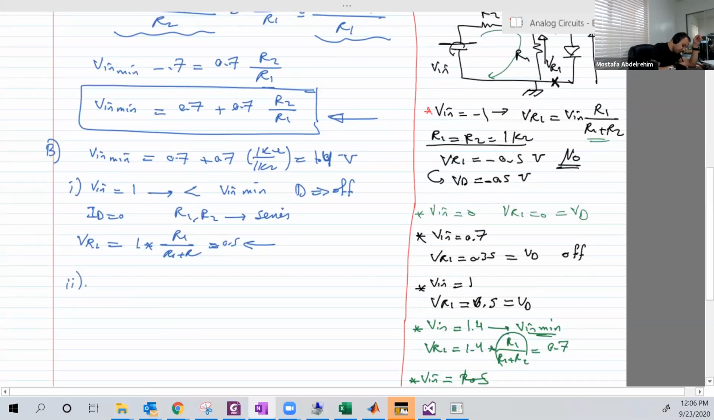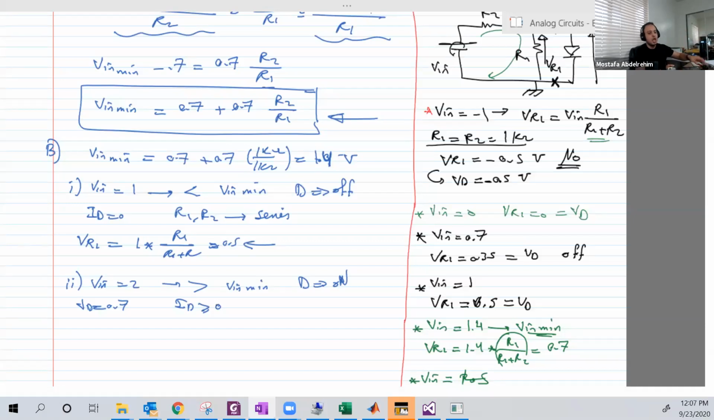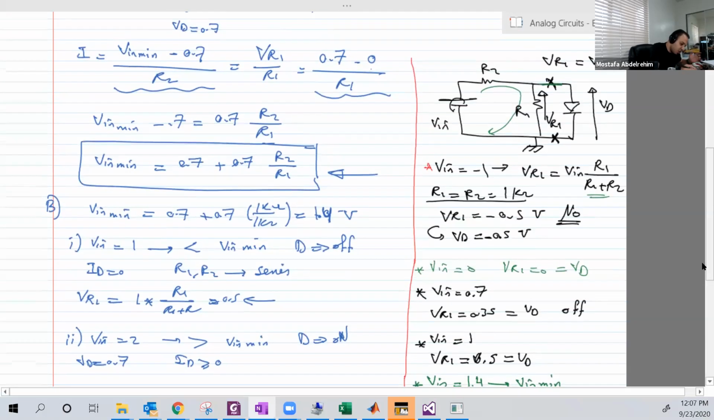And with number 2, with V input equal to 2, this is larger than V input minimum. Diode is on. VD is equal to 0.7. ID should be larger than or equal to 0, positive, I mean. And in that case, they are not in series anymore. You should solve the circuit. So let's go up here. It's easy still because, you know, here we have 0.7 because this guy is on right now. So you can determine easily what I is.